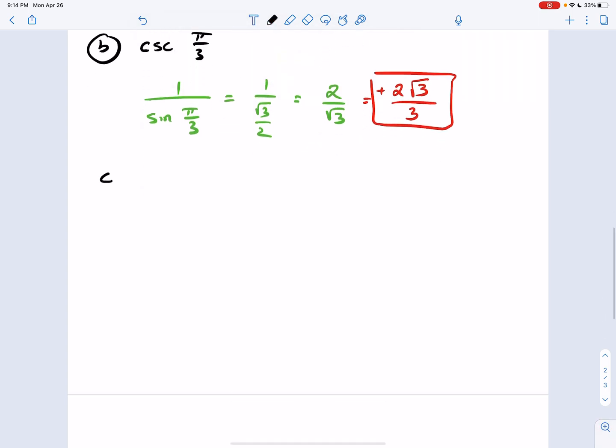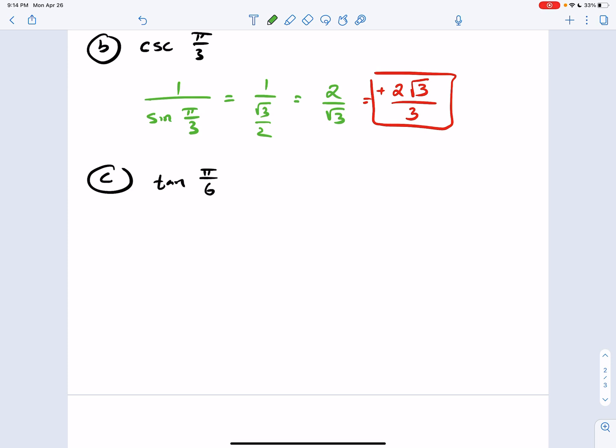Okay, let's keep going. Here's part C. Let's kick it up a notch. Let's say we did tangent of pi over 6. Okay, go ahead and try that one there. Press play whenever you're ready.